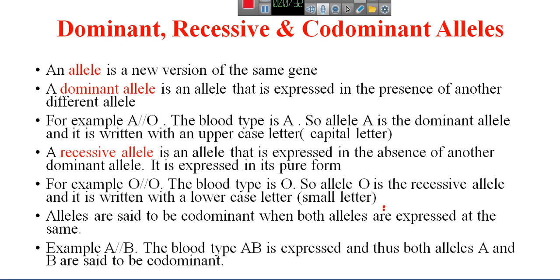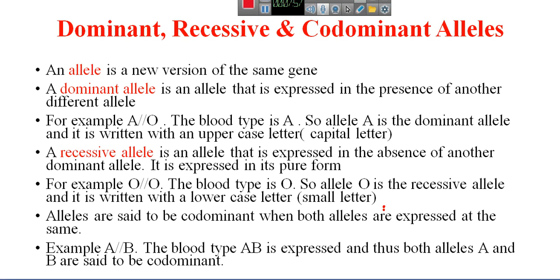However, a recessive allele is an allele that is expressed only in the absence of another dominant allele, and therefore it is expressed just because it exists in its pure form, when we have, let's suppose, two alleles O and O. In this sense, this allele, because it is recessive, should be written with a lowercase letter or a small letter.